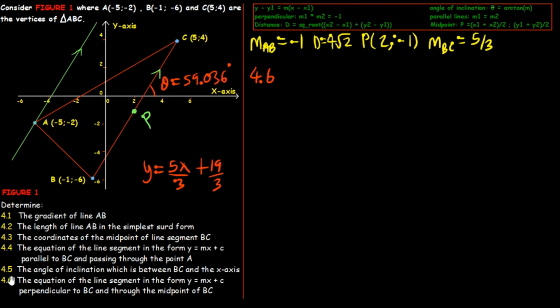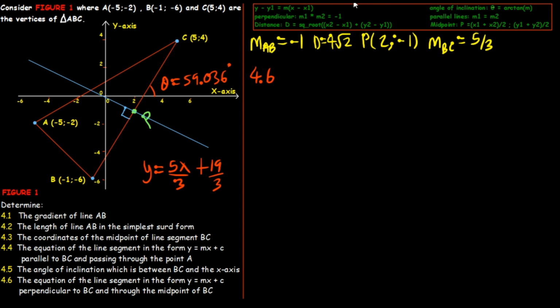So let's move on to question 4.6, where we need the equation of the line segment in the form y is equal to mx plus c, perpendicular to the line BC and through the midpoint of BC. So let's highlight that line on our diagram. It's perpendicular to BC and passing through the midpoint of BC, which is 2 and negative 1. Okay, so let's determine this equation in this straight form.